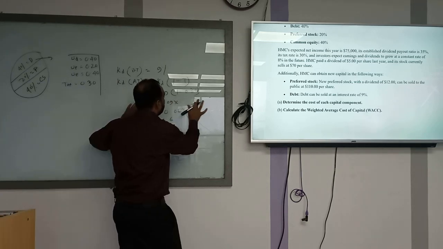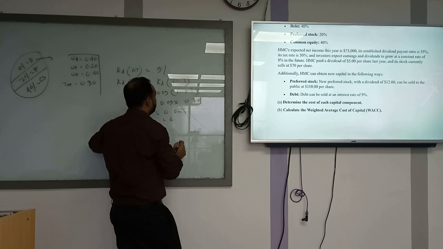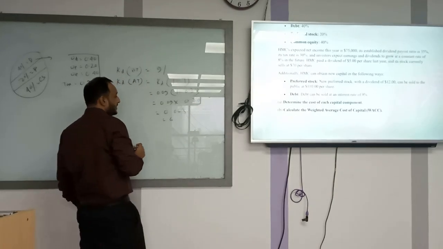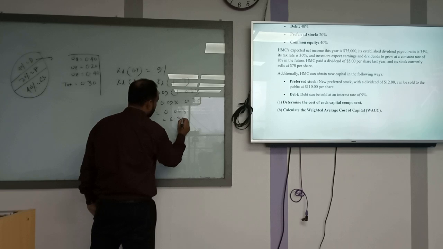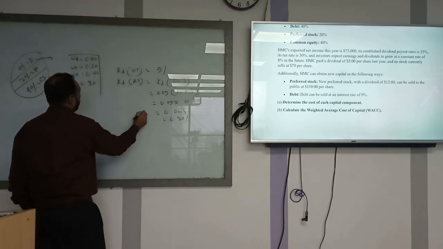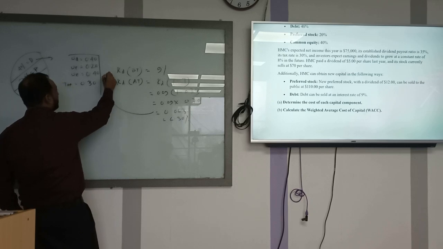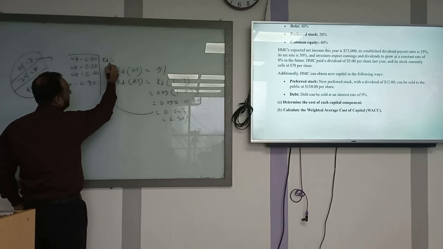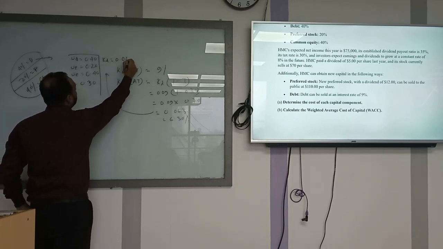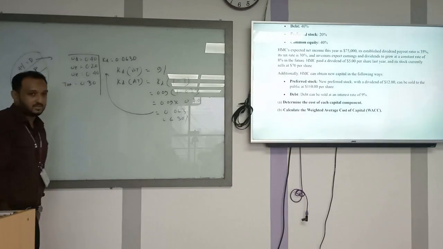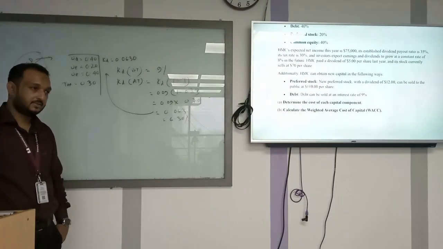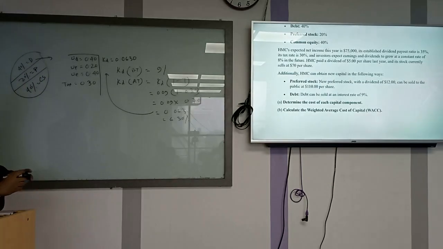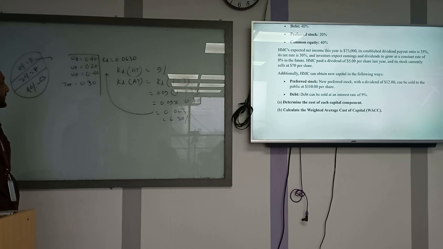So 0.09 multiplied by 0.7, right? হ্যাঁ স্যার 0.063 or 6.30%. So যেহেতু আমরা decimal figure সবগুলো রেখেছি, তার মানে এখানেও decimal value পাবো, right? So KD is 0.0630. That is your KD after tax. Done?